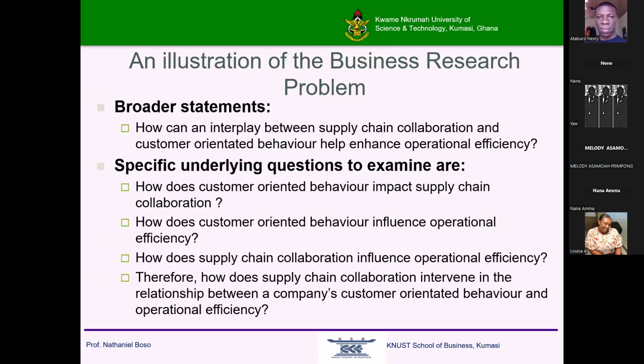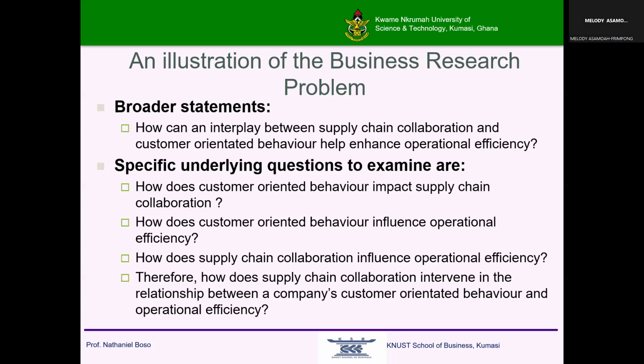With the broad statement, please, can you go back to that? With the broader statement, until you explained it, I was thinking that from a layman's point of view, the supply chain collaboration and the customer-oriented behavior both will influence or enhance operational efficiency. But for the specific underlying questions, I didn't see as such. The last one looks like the supply chain rather will have influence on the customer-oriented behavior and operational efficiency. I was hoping that we can also generate a specific question whereby the supply chain collaboration and customer-oriented behavior will both have influence on operational efficiency.